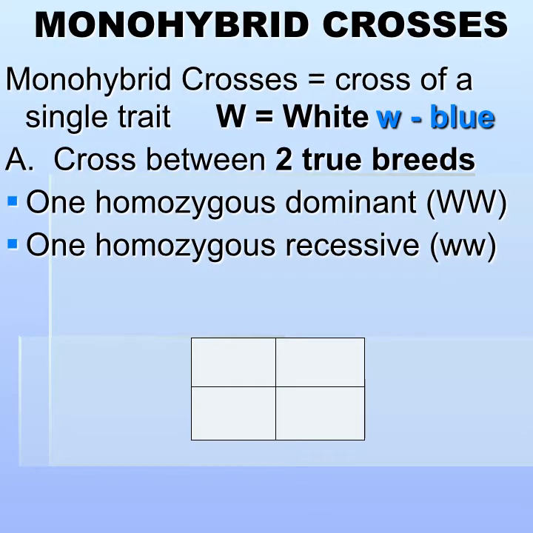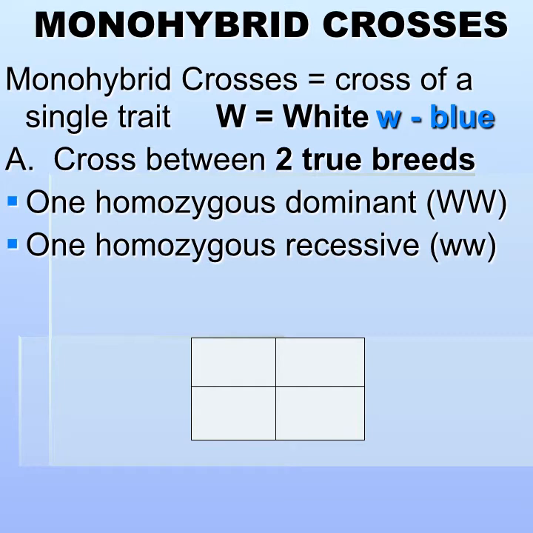So a monohybrid cross showing capital W for white and lowercase w for blue. It's a cross between two true-breds. So we're going to start with capital W crossing with homozygous recessive little w, which would be blue. Again, this is the way Mendel did his classic experiment: homozygous dominant versus homozygous recessive.